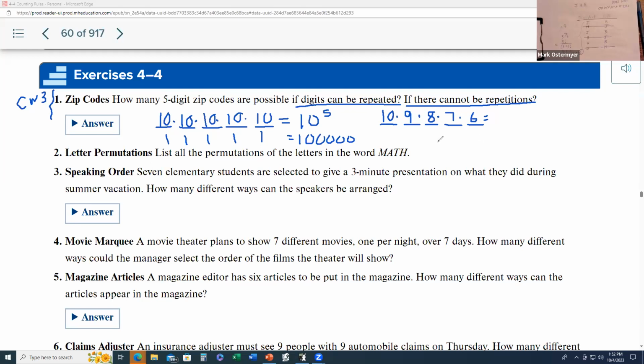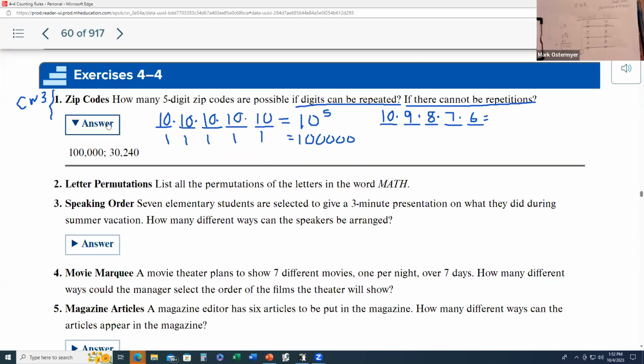Multiply those together, and what do you get? Anybody multiply all that out? 10 times 9 times 8 times 7 times 6? 30,240. Okay, so there's 30,240 different ways of forming a unique 5-digit zip code if repetitions are not allowed. Not allowed. No repetitions are allowed.